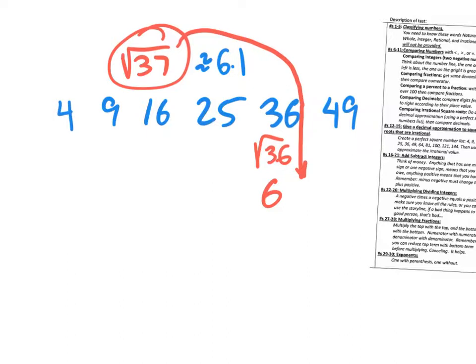So you've got to think, where does your number land? Is it really close to a number? Is it perfectly in between two numbers? Is it right before a number, right after a number? So using that perfect square number line really helps.